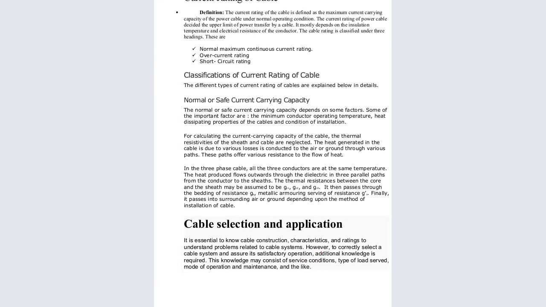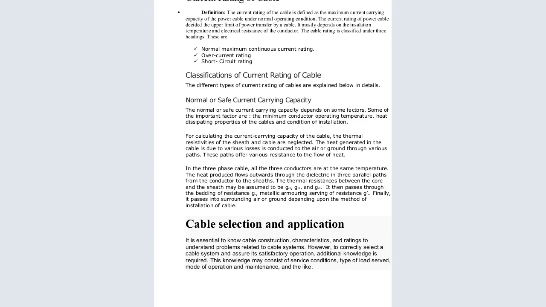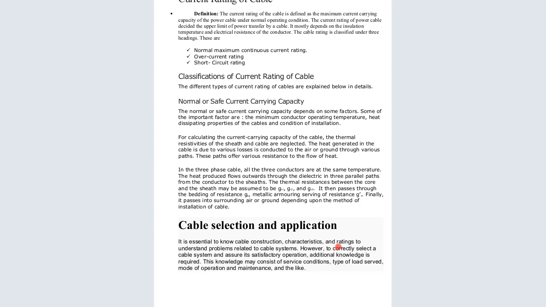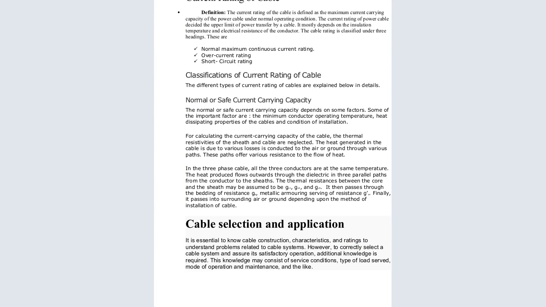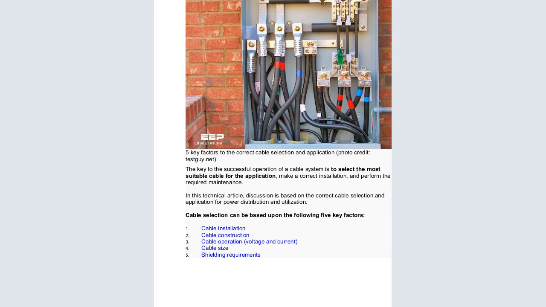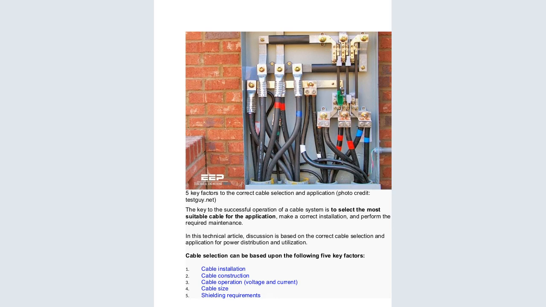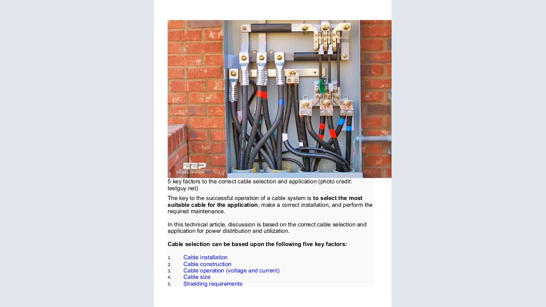How do we select a specific cable? It's essential to know cable construction, characteristics, and rating to understand problems related to cable systems. However, to correctly select a cable system and assure its satisfactory operation, additional knowledge is required. This knowledge may consist of service conditions, type and load service, mode of operation and maintenance, and the like. So we have key factors to the correct cable selection and application.